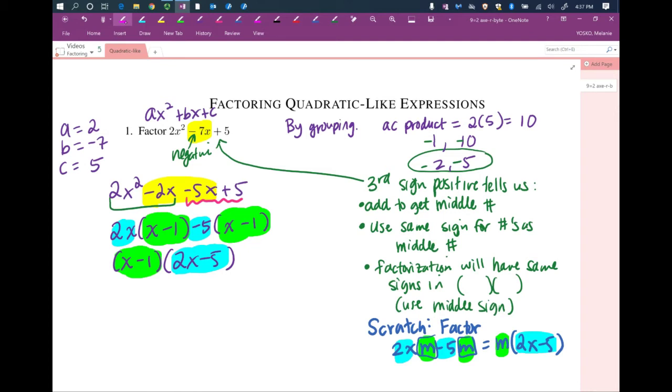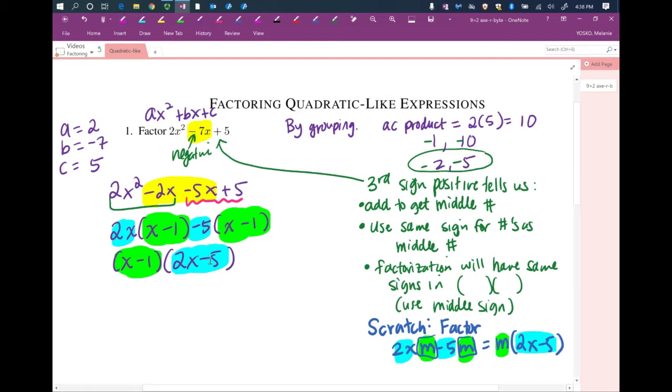Now one thing I want to point out: when we looked at what our third sign, positive, told us, the factorization will have the same signs, and we're going to use the middle sign. What was our middle sign? It was negative, right? So our factorization had 2 negatives. It's perfect, we did it correctly. So we just take a moment and look over that. You can even FOIL it. And then let's try something that builds off of this.